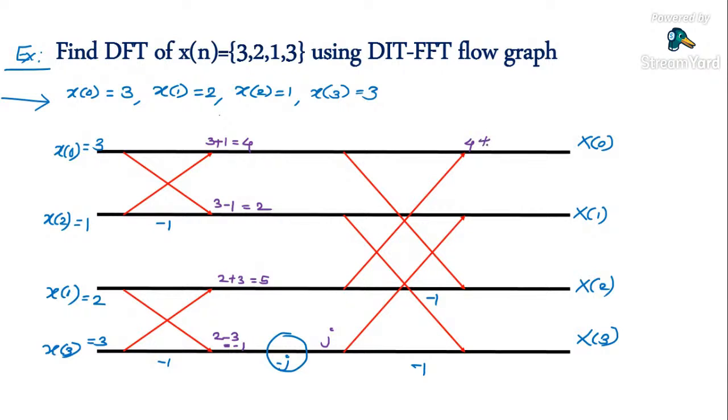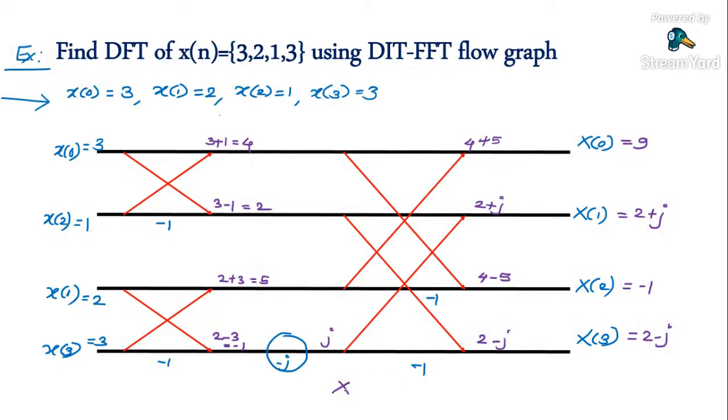Now again the same procedure: this 4 will come from this end and 5 will come, so 4 plus 5, answer is 9. Then this 2 will come, 2, and this is plus j, so answer is equal to 2 plus j. Then it is 4, 5 is multiplied by minus 1, so it is minus 5, so answer is equal to minus 1. And last it is 2, j is multiplied by minus 1, so minus j. So answer is equal to 2 minus j.